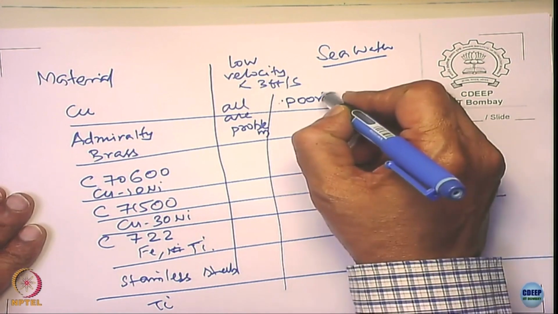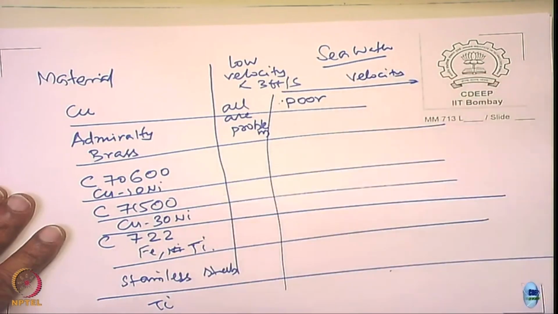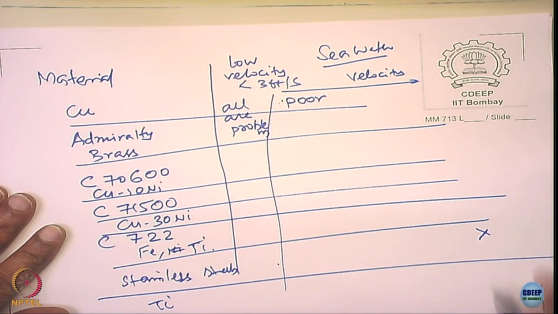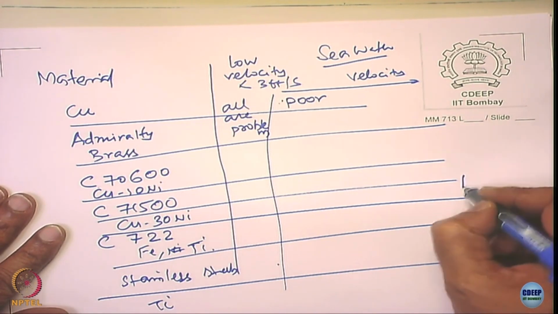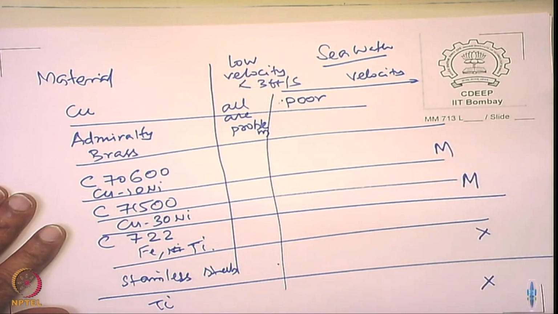See, if you increase the velocity, okay, you would find that stainless steels are good, titanium are good, okay, and this could be, I would say, moderate levels, okay, and it could be moderate levels, okay. This can be even okay.